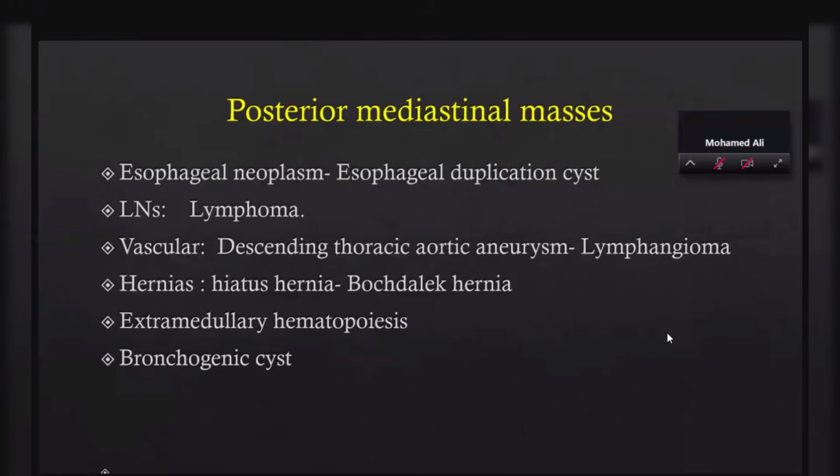Then you can shift to the esophagus: esophageal neoplasm, if we have an exophytic neoplasm arising from the esophagus, or esophageal duplication cyst. Lymph nodes, if we have lymphoma. Vascular structures: aortic aneurysm, lymphangioma. Hernia: if we have a lower posterior mediastinal mass, hiatus hernia or Bochdalek hernia. Extramedullary hematopoiesis, if we have abnormal marrow signal in the vertebrae. Bronchogenic cyst.